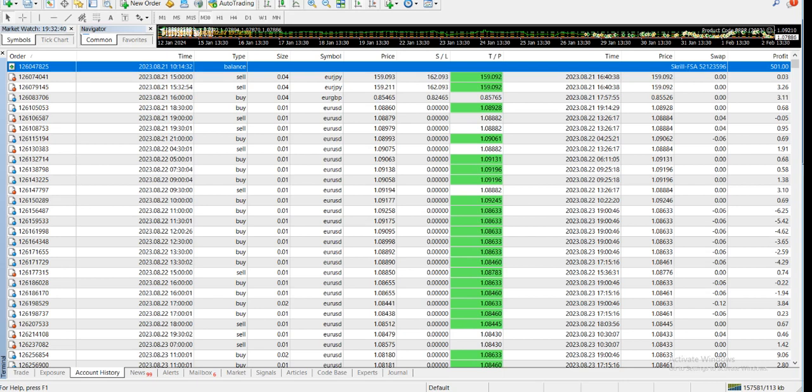So please ignore the initial three trades. As you can see, Euro JPY or Euro GBP, that was taken manually, and I was not aware at that moment that I'm taking these trades on the account where I'm going to install this expert advisor. Anyways, please ignore just these three trades, and let's go from here.